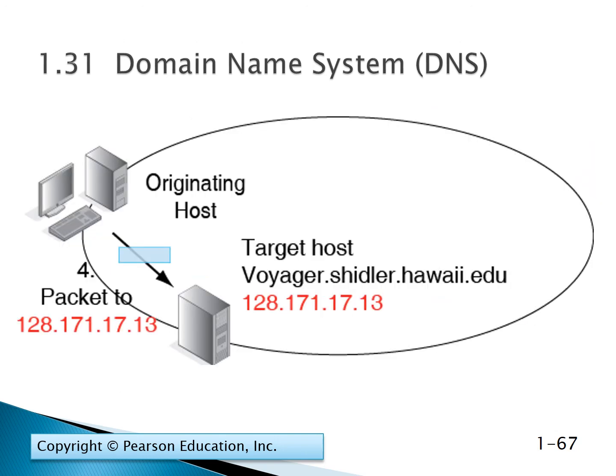After getting the response, the originating host now knows the IP address of where I want to send it. Then I can put this IP address in the header of my packet, and then send it to my target. So that's a brief introduction of the DNS. And this is the end of this chapter.